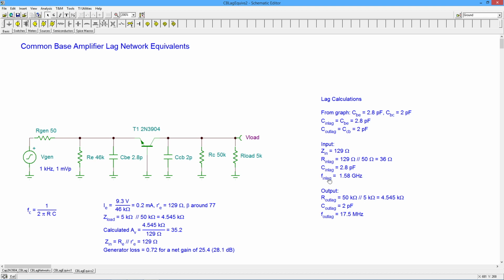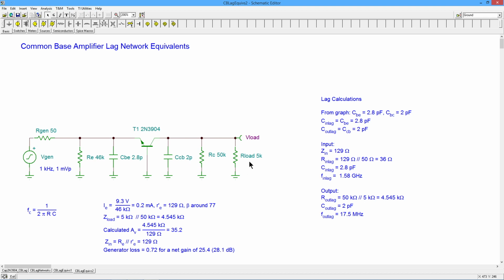Now we move out to the output, and we take our 2 resistors, 4.545 K ohms, and 2 picofarads, run that through the same formula, and we get 17.5 megahertz. All right, that's a little bit more sane of a number. This is typically what would happen, because you have this crazy small input resistance on the input and really tiny capacitance. There's no Miller effect, so you get huge values for your input frequency, and you get more reasonable values at the output.